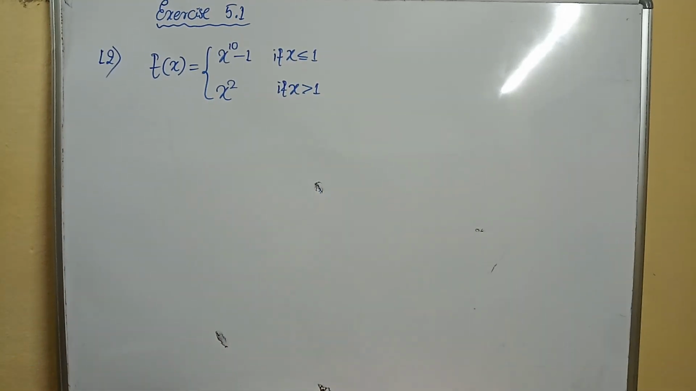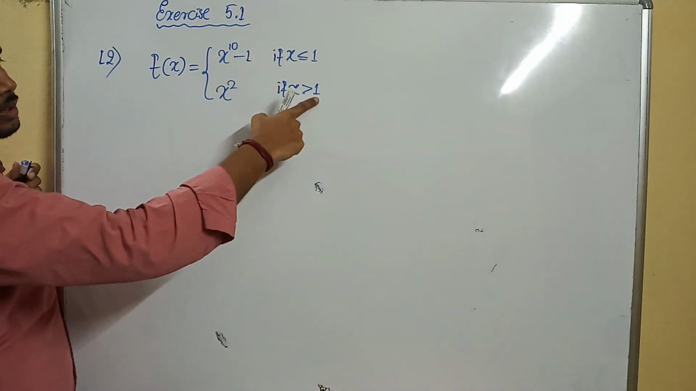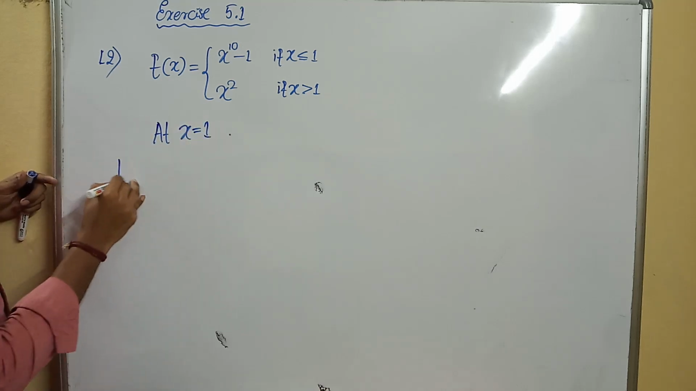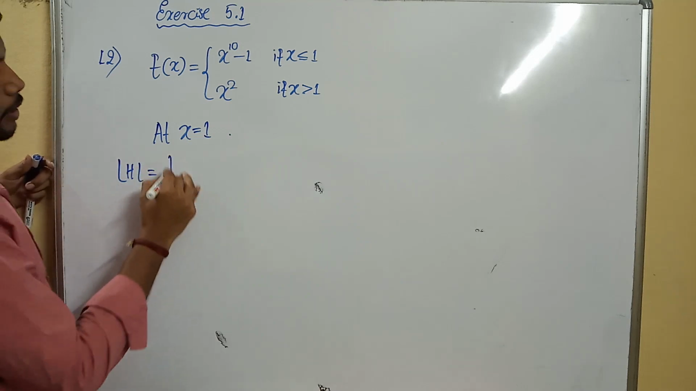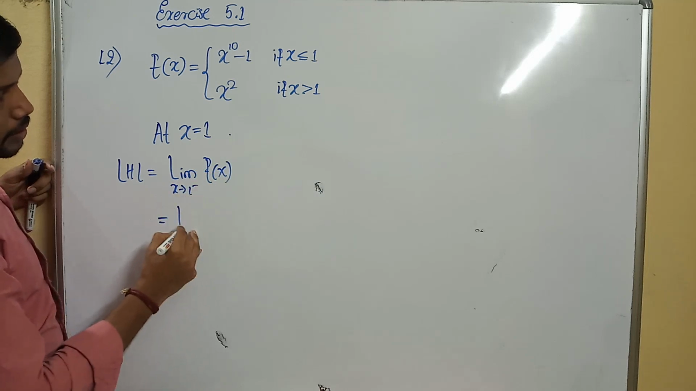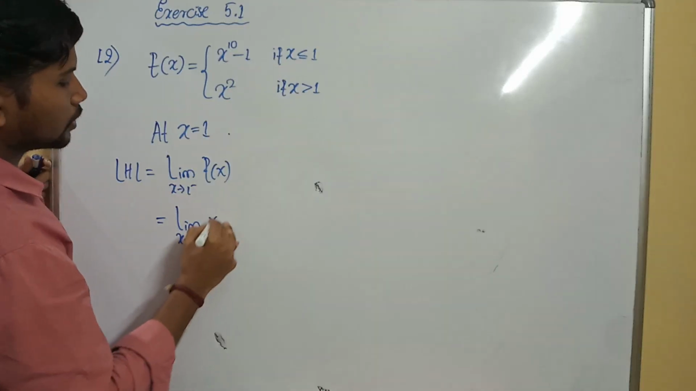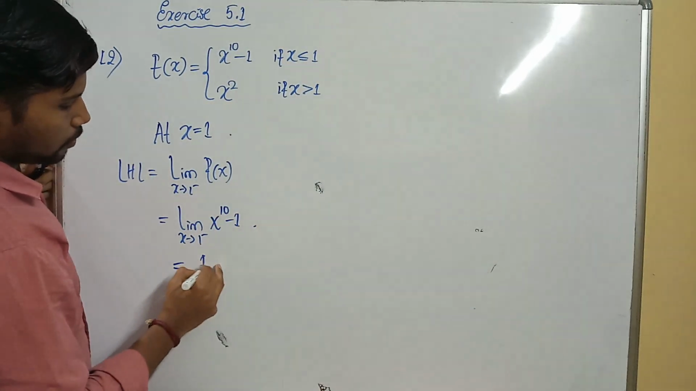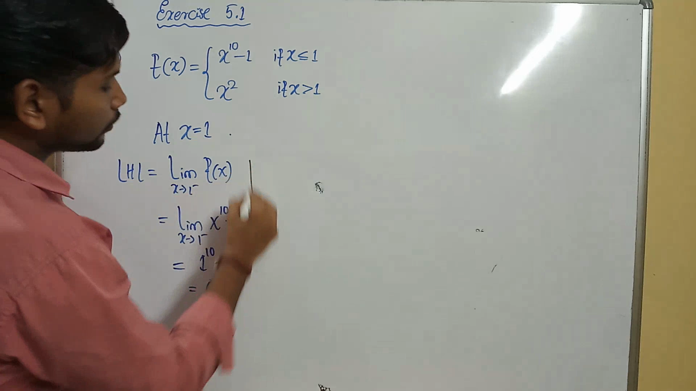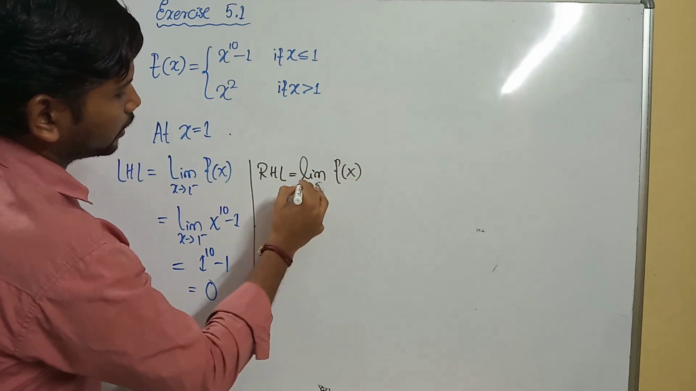Observe the next one. Here, the function is changing its value at exactly less than 1, a different one, x greater than 1, a different one. For that reason, I need to check the continuity at x equal to 1. What is LHL? Can you say? LHL will be the limit of f of x as x tends to 1 minus. 1 minus means less than 1. Less than 1 will be the first function, x raised to 10 minus 1. It will be 1 raised to 10 minus 1. 1 minus 1 will be 0. Got the point?